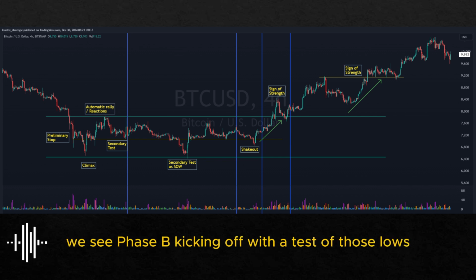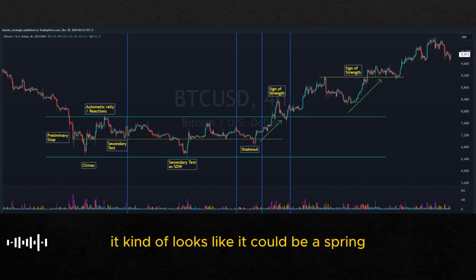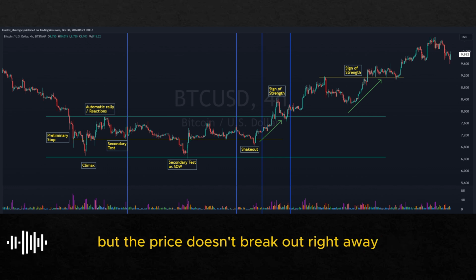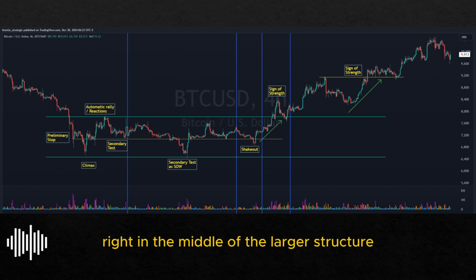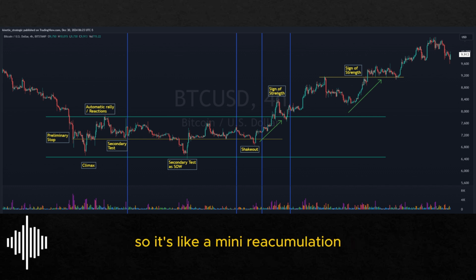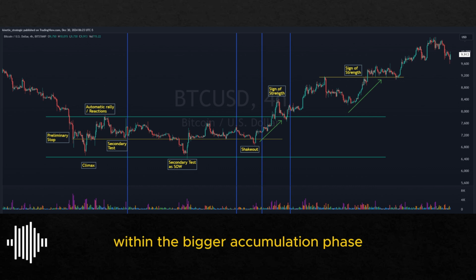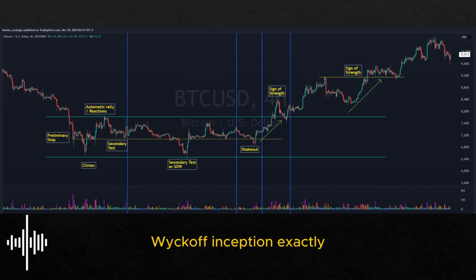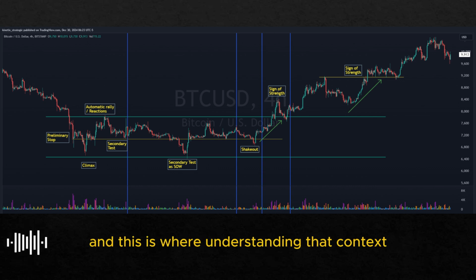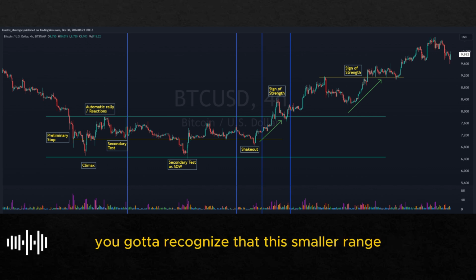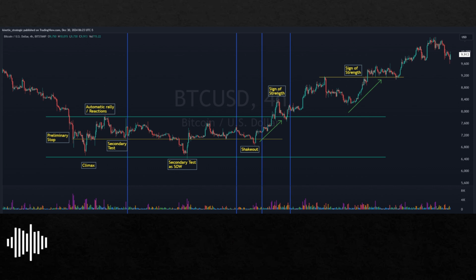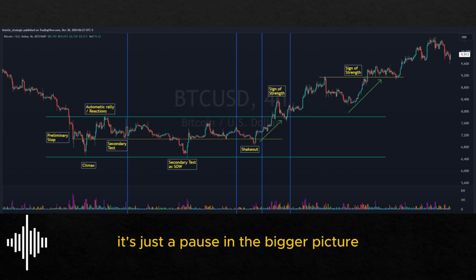All right. We see phase B kicking off with a test of those lows. It kind of looks like it could be a spring, but the price doesn't break out right away. Instead, it forms this smaller range right in the middle of the larger structure. So it's like a mini reaccumulation within the bigger accumulation phase. Wyckoff inception. Exactly. And this is where understanding the context from those larger time frames is super important. We've got to recognize that this smaller range is just a pause in the bigger picture.